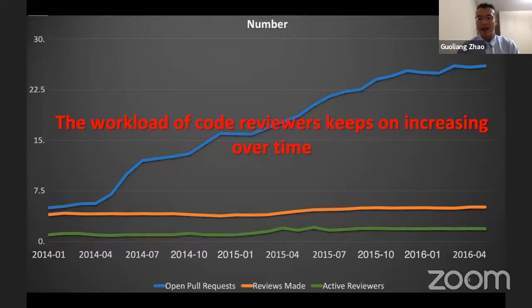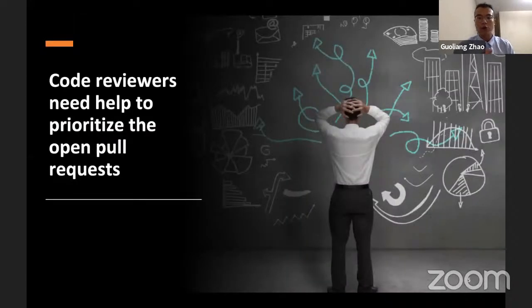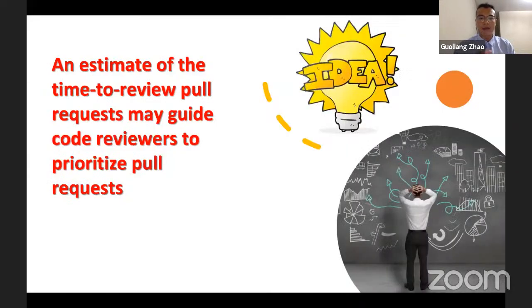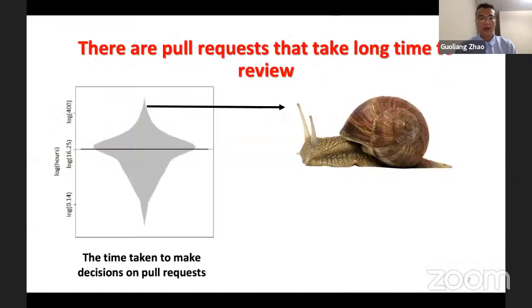So what we can tell here is reviewers have to pick 5 out of more than 20 open pull requests to review. So code reviewers need help to prioritize the open pull requests to select the one they have to review first. An estimate of the time taken to review pull requests may guide code reviewers to prioritize pull requests.